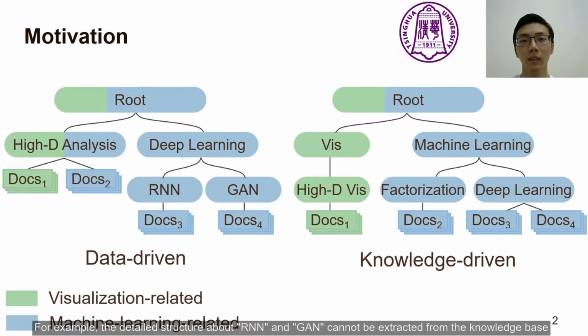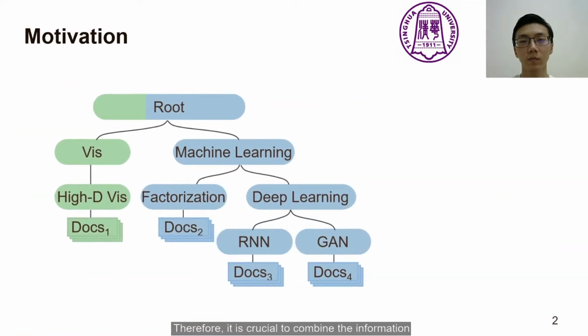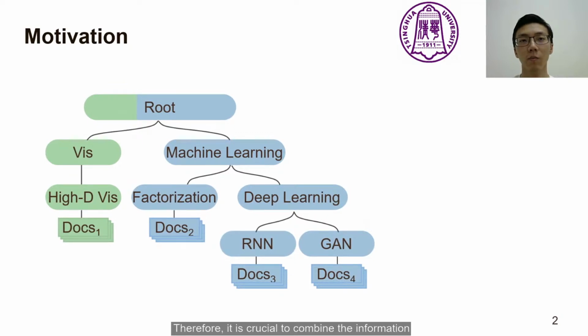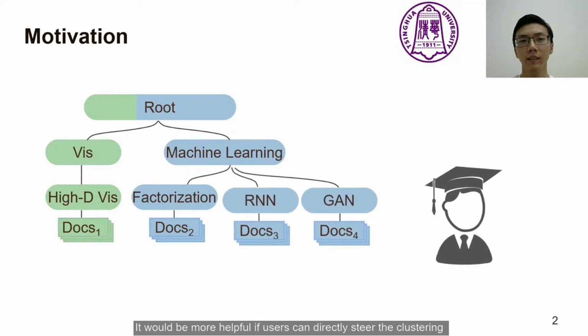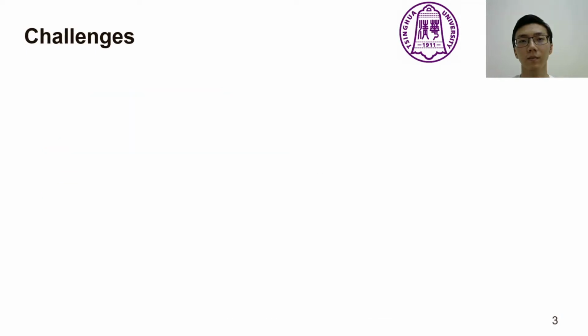For example, the detailed structure about RNN and GNN cannot be extracted from the knowledge base because it only has a node called deep learning, which is a little bit outdated. Therefore, it is crucial to combine the information from both the data and the knowledge base. It would be more helpful if users can directly steer the clustering through a visual interface to meet their needs.